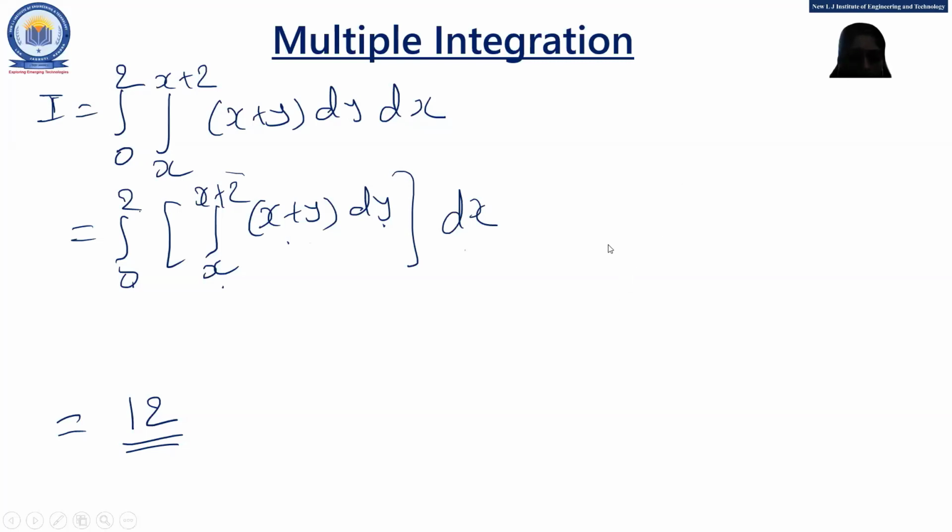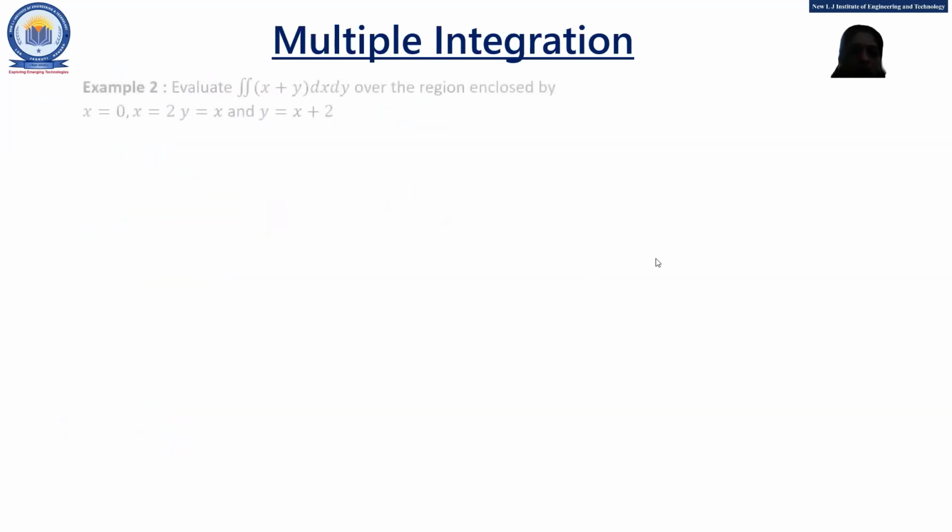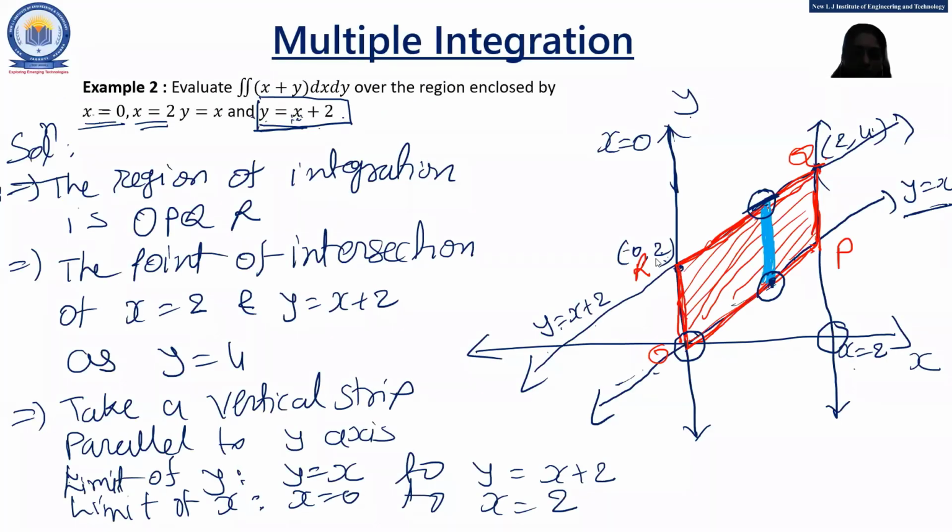Tanvi has a doubt; Tanvi and Palak, explain the limit of y. Okay, no issue. Yes, Tanvi and Palak. See, here we have taken a vertical strip line. So we are taking the first limit of y. For the limit of y, this vertical strip's starting point is on which line? On which line, Tanvi and Palak?